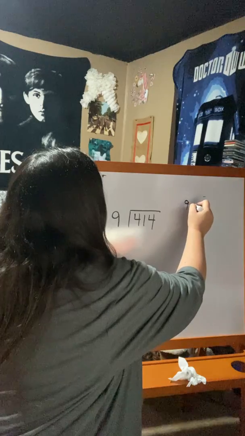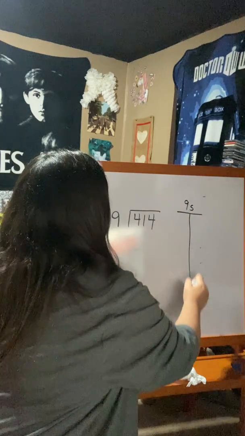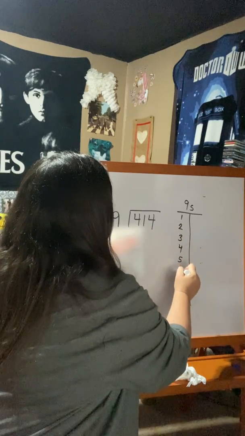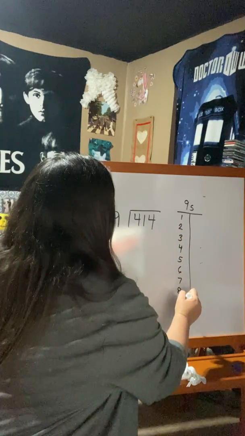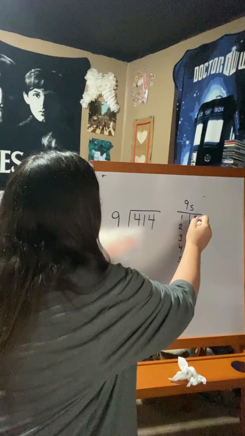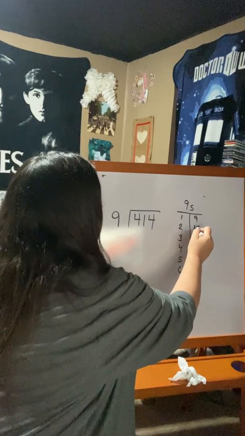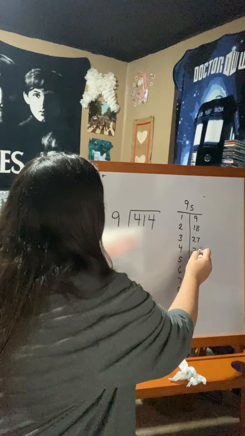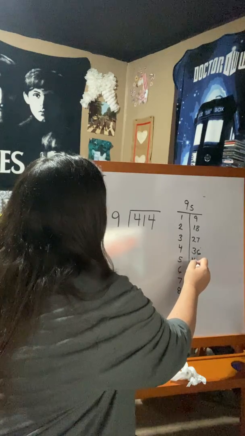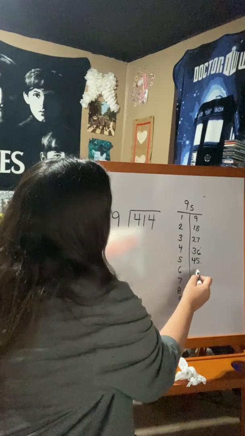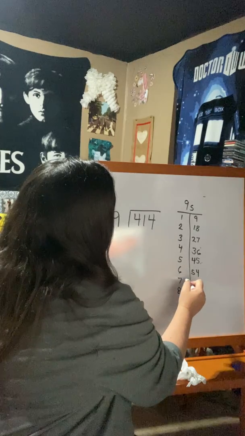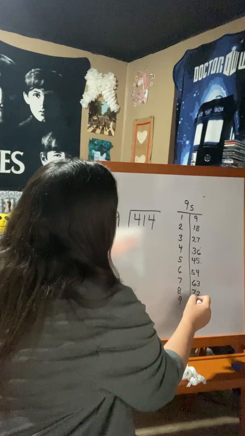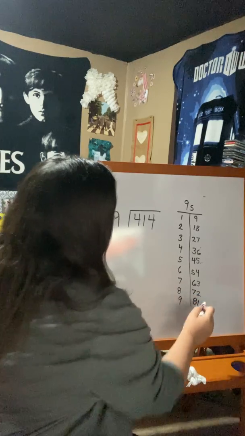Let's write our 9s. Up to 9. One times 9 is 9. 2 times 9 is 18. 3 times 9 is 27. 4 times 9 is 36. 5 times 9 is 45. 6 times 9 is 54. 7 times 9 is 63. 8 times 9 is 72. And 9 times 9 is 81.